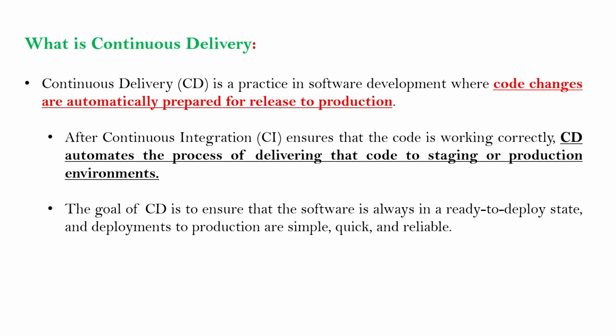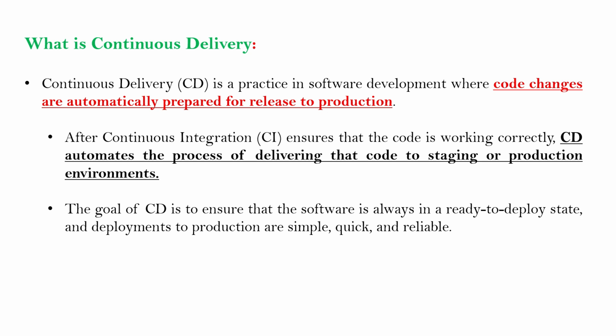So continuous delivery is a practice in software development where code changes are automatically prepared for release to production. That means whatever code we get as output from CI, continuous integration, has to be ready for production releases. After continuous integration ensures that the code is working correctly, CD automates the process of delivering that code to staging or production environment. So CD is taking care of delivering the code to staging and production environment.